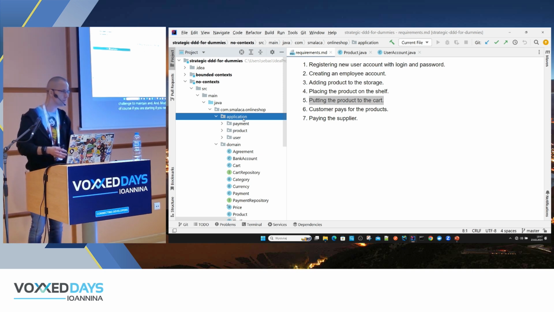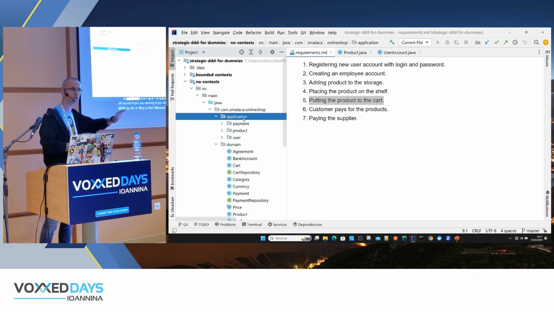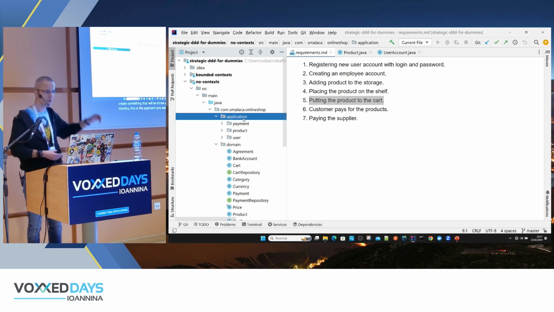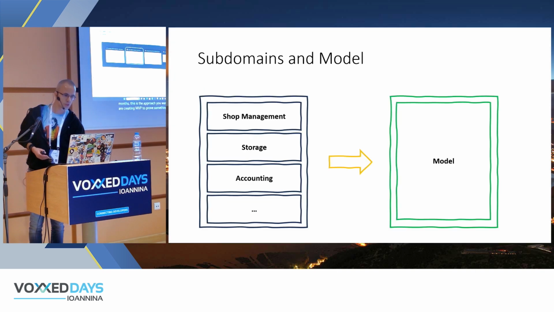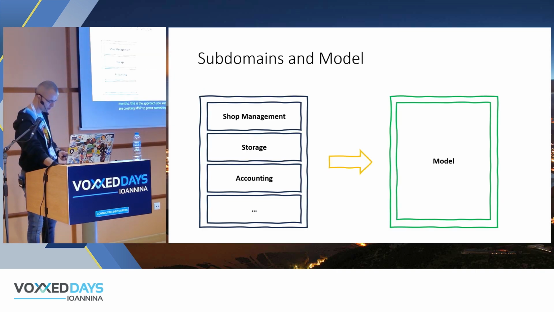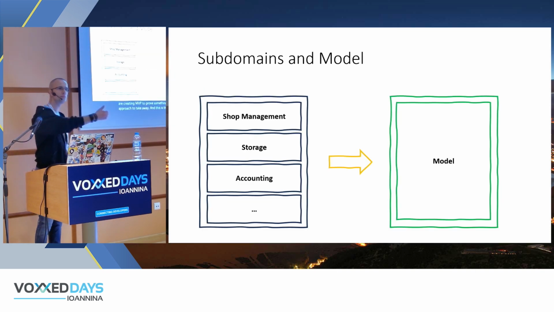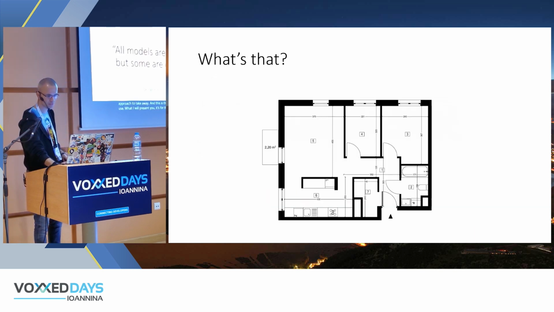But believe me, if you want to create something that will be thrown away within 3 months, this is the approach you want to take. If you are creating an MVP to prove something, this is the approach to use. What I will present you is for production applications that either we know have to be maintained within years, or we are already maintaining them for years.